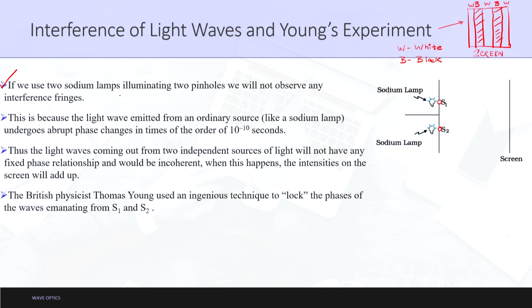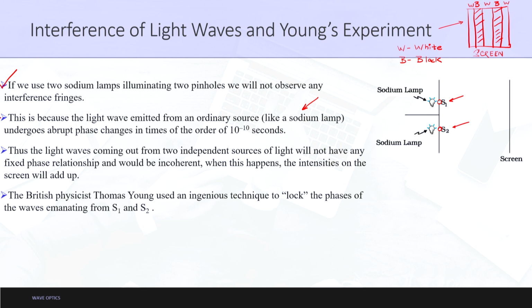So if we use two sodium lamps illuminating two pinholes, as I explained to you, here these are the two pinholes being talked about, we will not observe any interference fringes. This is because the light wave emitted from an ordinary source, an example of which here is a sodium lamp because it only emits one kind of wavelength, undergoes abrupt phase changes in times of the order of 10 to the power minus 10 seconds.